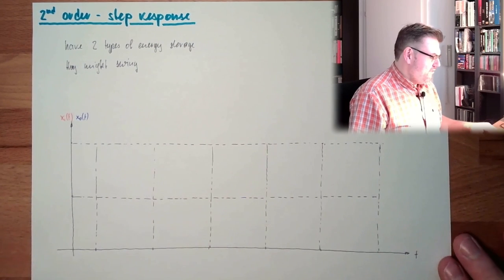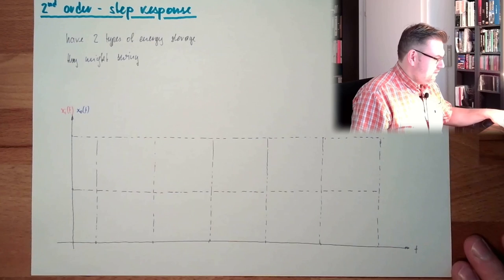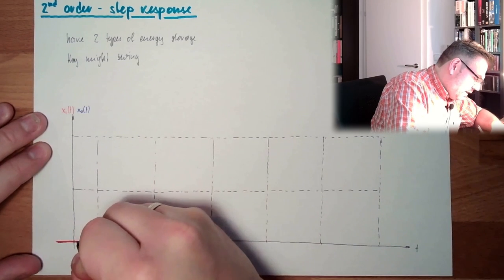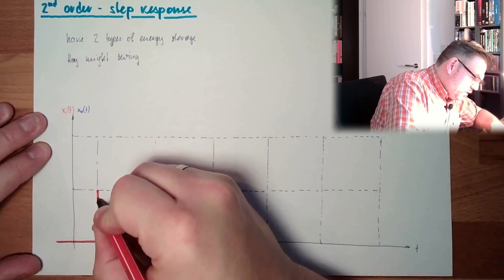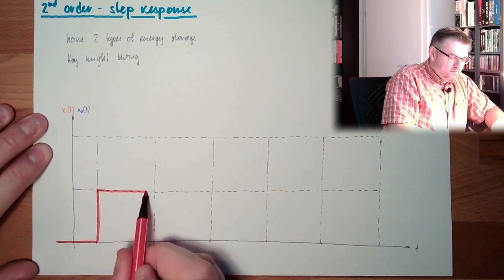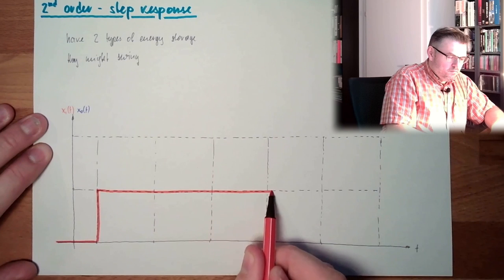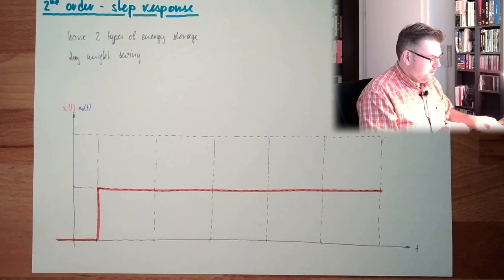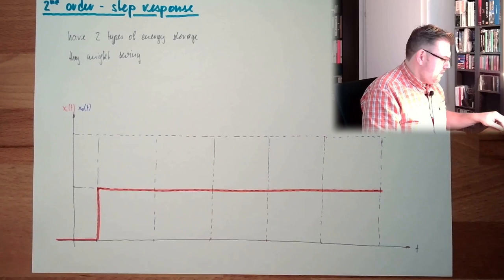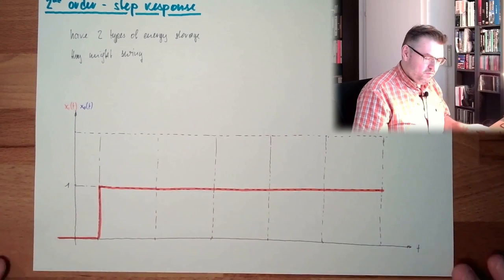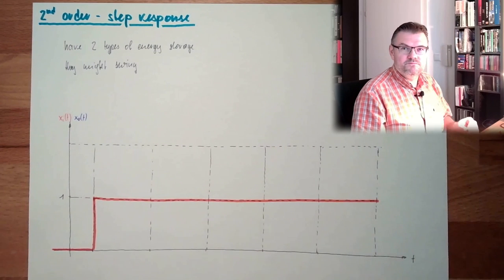Now let's have a look at the step response. The input is clear. First we are zero, and at a certain point in time, we jump to a value and stay there. This is the input xi. Here we're jumping to 1 or 100%. We simply jump to a value. All right?